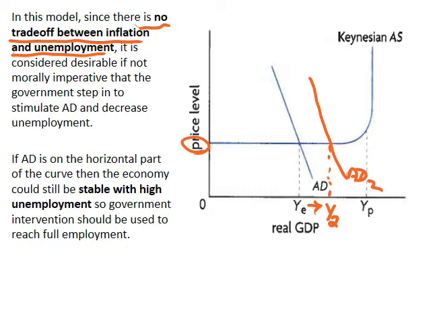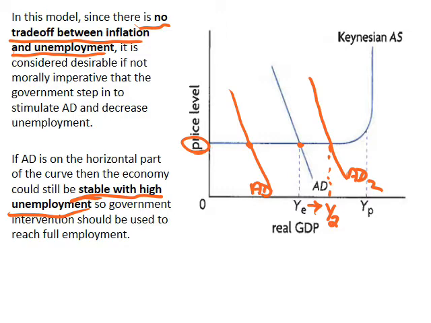If AD is on the horizontal part of the curve, then the economy could still be stable with high unemployment. So government intervention should be used to reach full employment. In other words, if we were operating here, or even here, the economy could still be stable with high unemployment, and it could remain stuck there for a very long time.